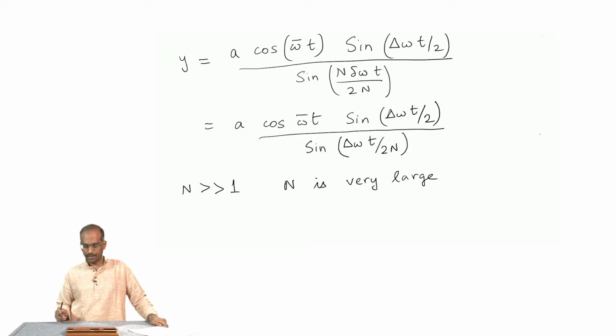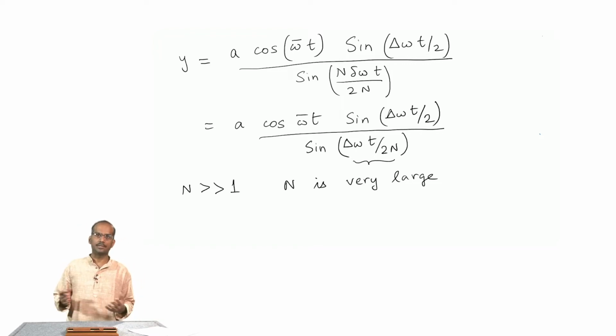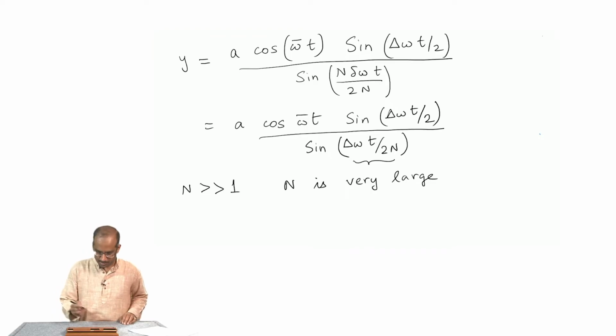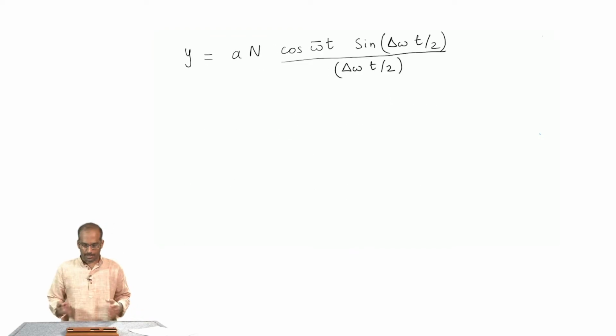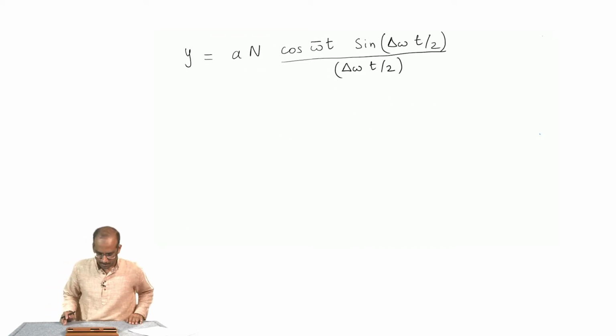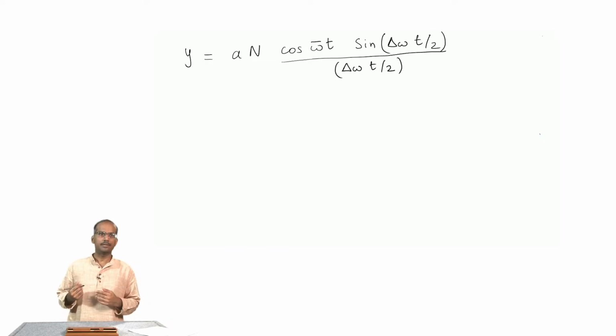So, if n is very large, this quantity, which is the argument of the sine function, will become very small. So, in that limit you could always take sin theta to be theta itself. So, that is our next step. Okay, I have done another small manipulation. We have taken the capital N in the denominator to the numerator.